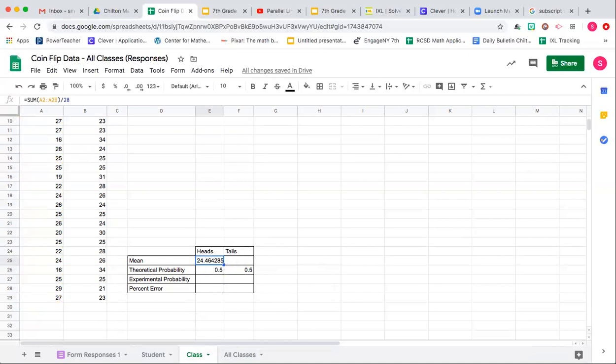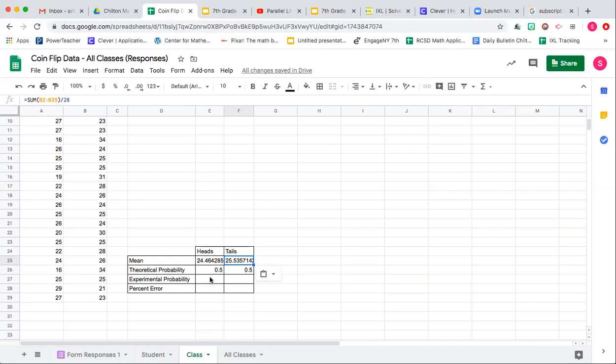Wow, look at that. The average for this class is 24, and I'm going to round it to 24.5. That is pretty close to 25. Let's take a look at the tails now. I don't need to do anything fancy. I'm just going to copy that same formula over for tails. And you can see that it is just a little bit above 25. So this is very close to what it would be like if it was a 50-50 probability. You can see that the experimental is pretty close to being 25-25.